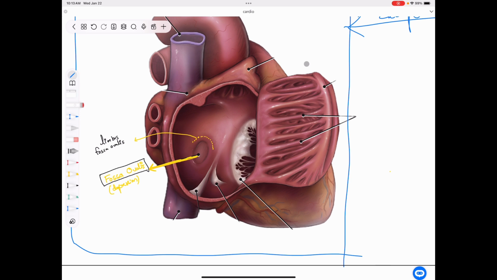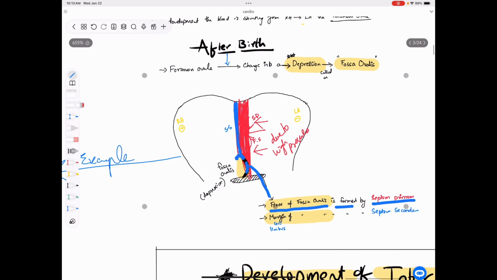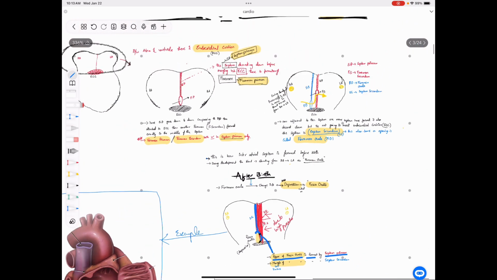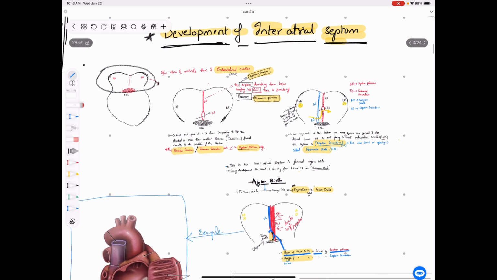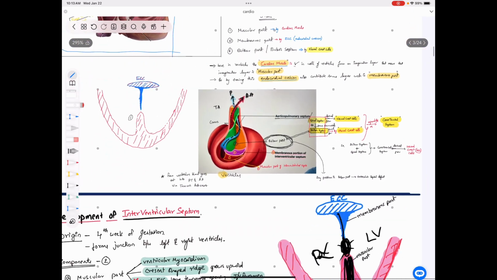I think it's clear for everyone, right? Okay, I will talk about the clinical correlation in a separate video, with an example of a case also. Okay, so I think it's good. Next we will talk about the development of interventricular septum.